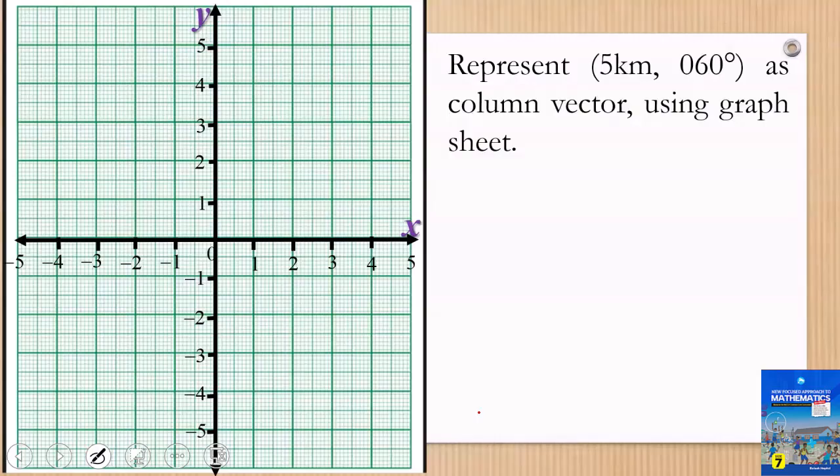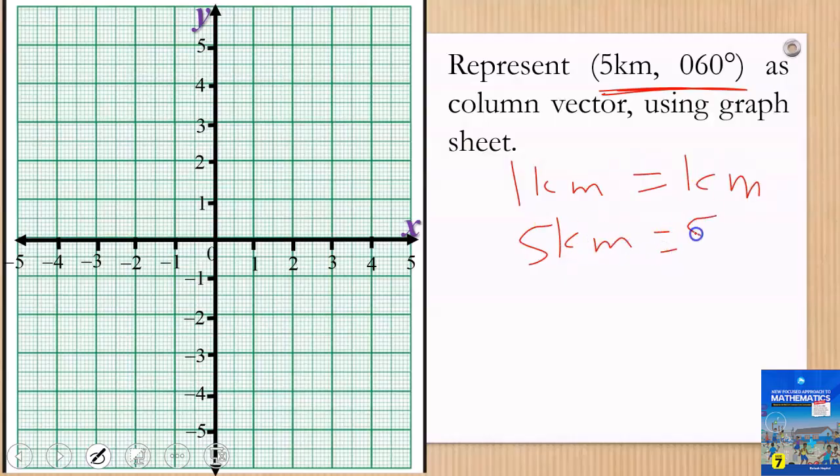Now with this, we are going to use a graph. This is a very practical lesson that you have to go through. So I'm going to do a demonstration, but then you can do the real work with your graph sheet, so get yourself a graph sheet. Now what you want to do is represent this particular vector, which is 5 kilometers and then 60 degrees. We can measure 60 degrees with the protractor, but we can't measure 5 kilometers on the paper. So let's decide that for every 1 kilometer, we represent it by 1 centimeter, so that 5 kilometers gives us 5 centimeters. So we can use centimeters to do this, right?